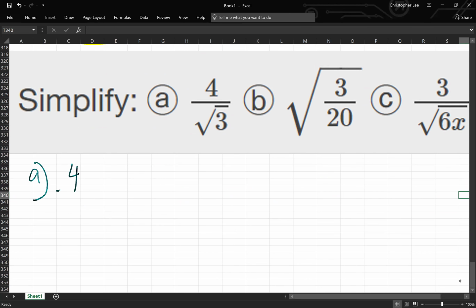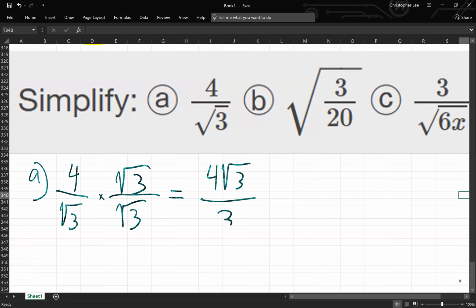So I have 4 over the square root of 3, right? So I'm going to multiply this by square root 3 over square root 3. Multiplying straight across, we have 4 square root 3 over 3. That's it. Questions on this?